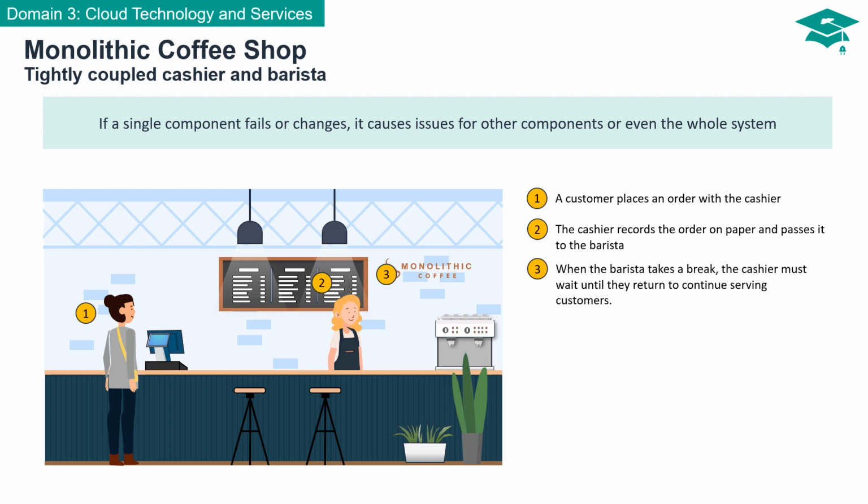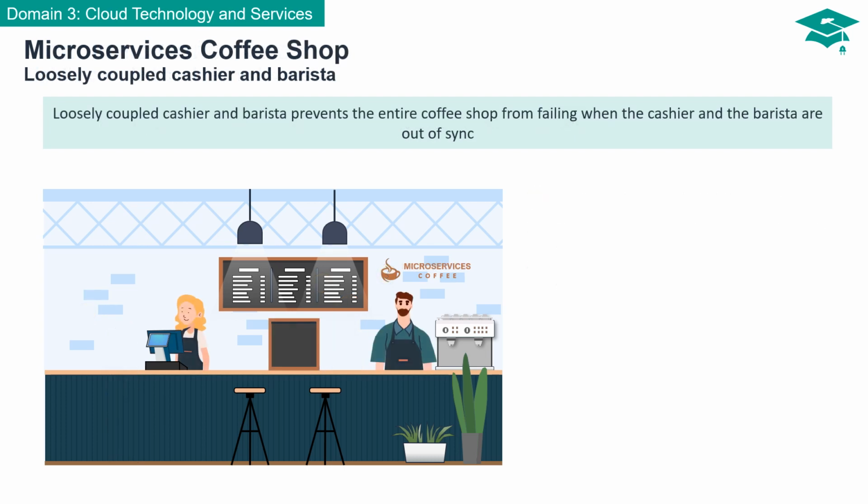For now, I hope this coffee shop analogy has helped you grasp the concept of monolithic application architecture and its strengths and weaknesses. Now, let's shift our focus to a different model, one that offers a solution to the challenges we've discussed. Imagine that instead of opening a monolithic coffee shop, we've opened a coffee shop, which we'll call the microservices coffee shop. In this coffee shop, we'll see how the cashier and the barista operate as loosely coupled components, much like the components in a microservices architecture.